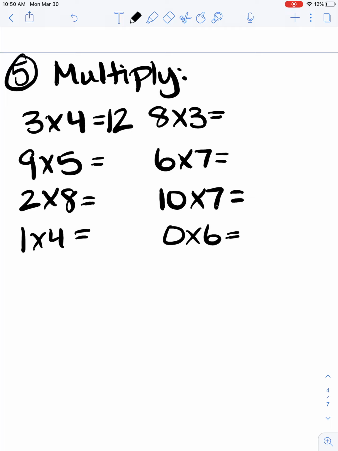Let's do 8 times 3. 8 groups of 3. 3, 6, 9, 12, 15, 18, 21, 24. Let's do 3 groups of 8. 8, 16, 24. Got the same answer both times.